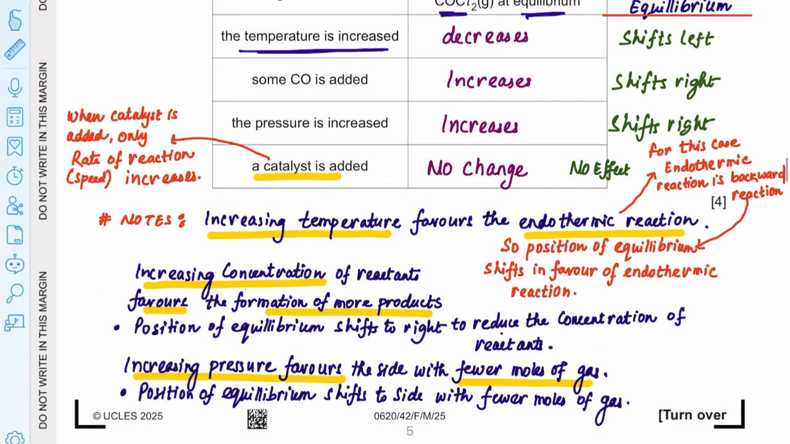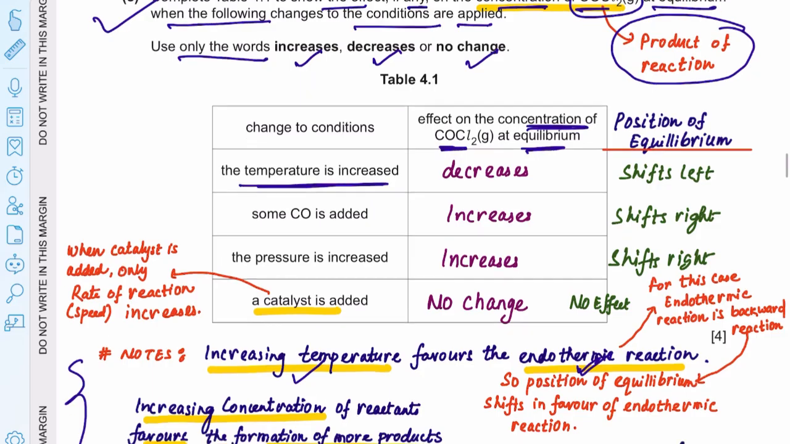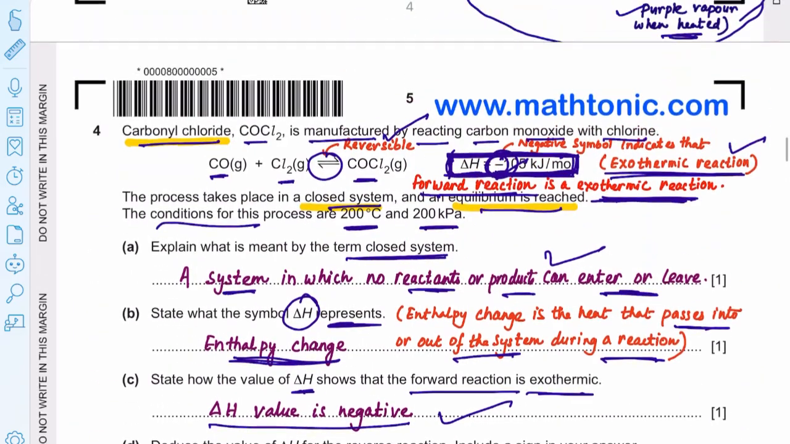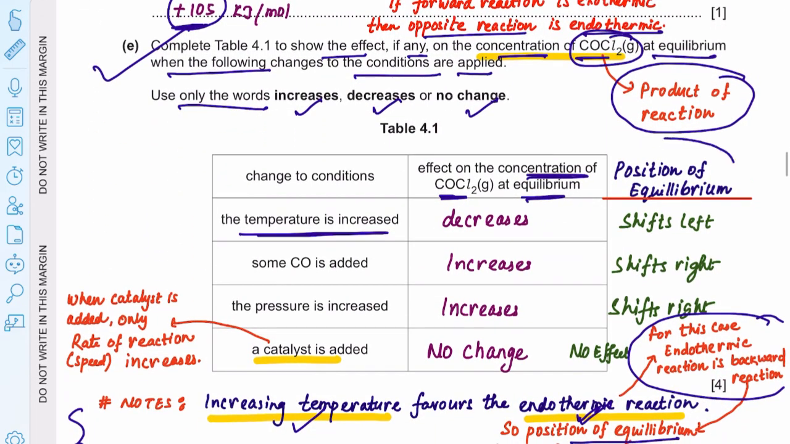See here, I have already written the notes, you can see here, right? Remember, when you increase the temperature, it will favor the endothermic reaction. And for this question, the endothermic reaction is the backward reaction. So yes, the position of the equilibrium shifts in favor of the endothermic reaction. That means for this question, since it's a reversible reaction, this will shift to the left, right? So I've written here, position of equilibrium will shift to the left, and this will decrease the concentration.